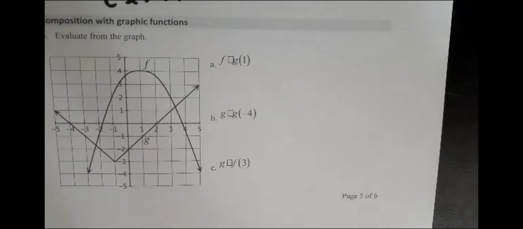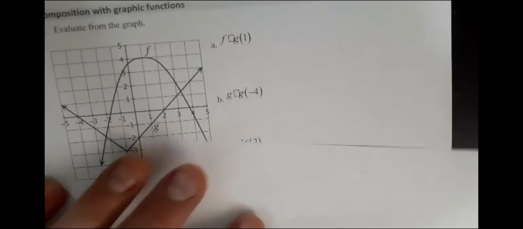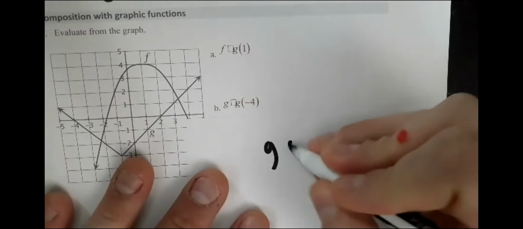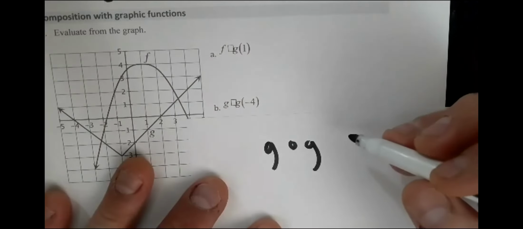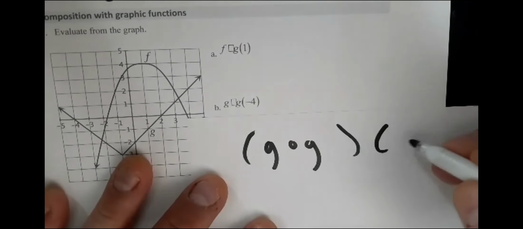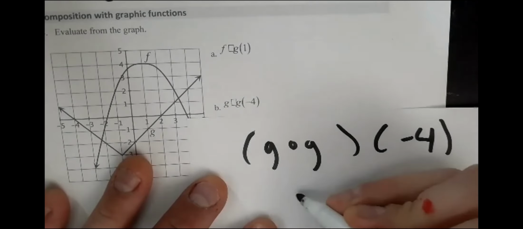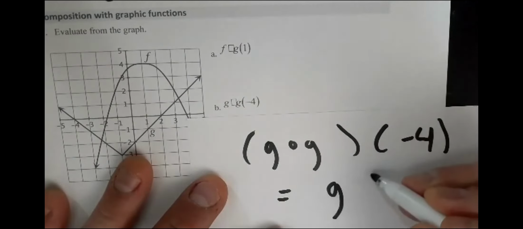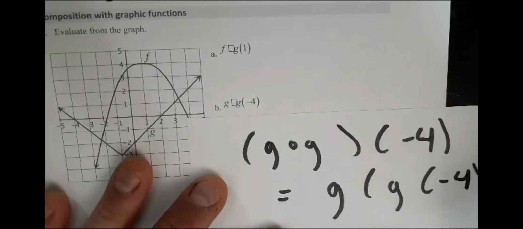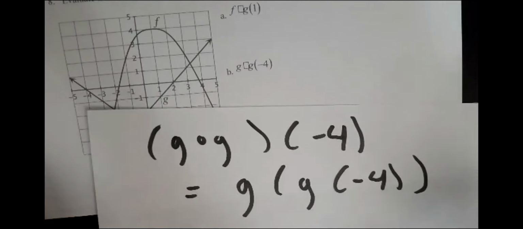All right. That was A. We want to do B. So we haven't done this so far, but you don't have to compose two different functions. You can actually compose the same function with itself like this. So we got g of g of -4 here. What this means by definition is g of g of -4.